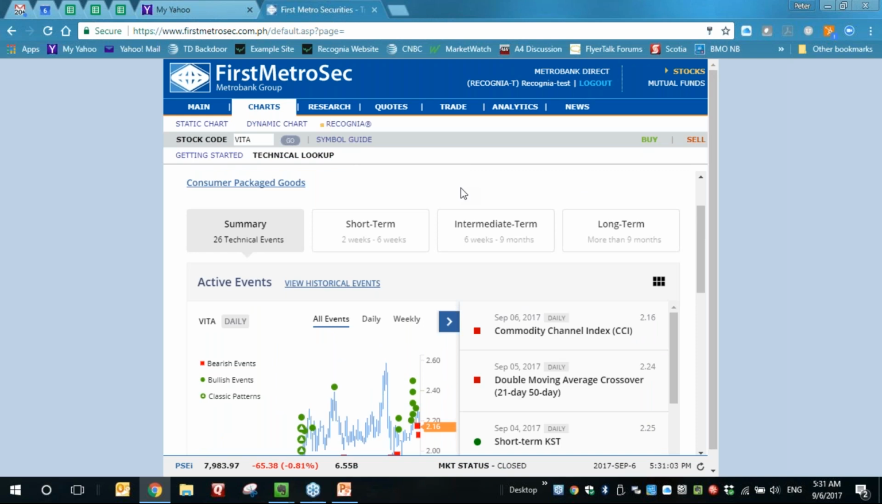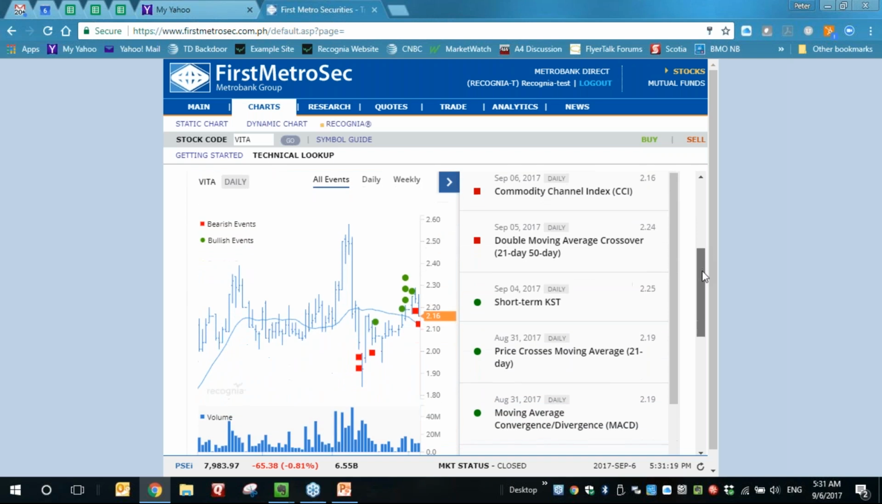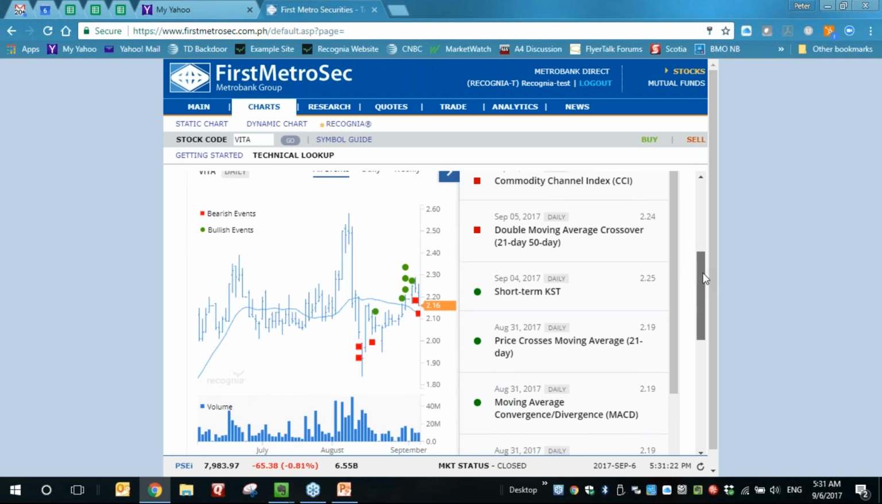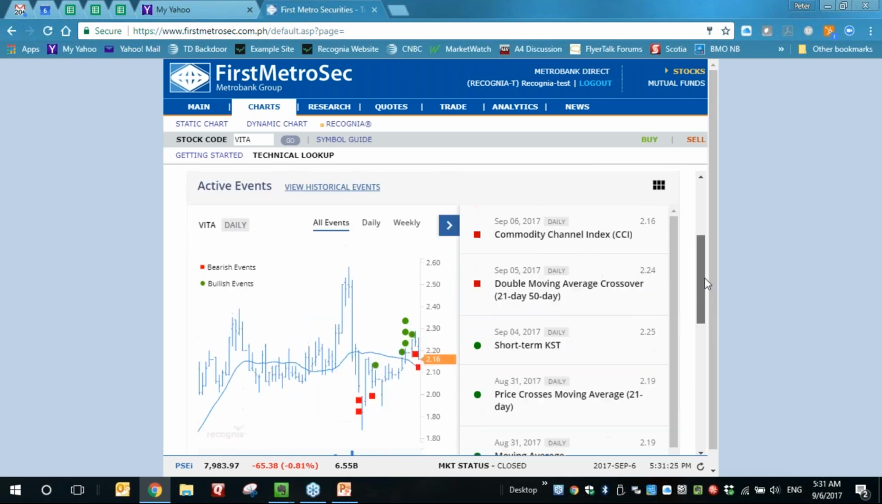But maybe I'm only interested in this stock as a short-term trade. I want to just hold this for 2, 3, maybe 4 weeks, that's all. I don't want to hold it beyond that. So what does technical analysis tell me about the short-term outlook for this security? If I click on this short-term tab, then I just see events which are impacting this security in the short term. Okay, so you can see a number of different short-term events.